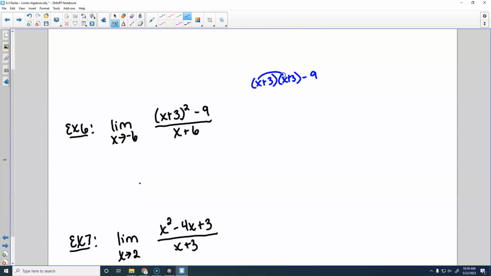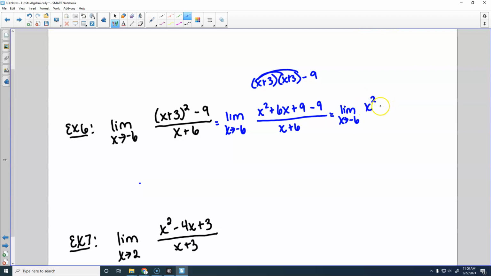Okay, so we could multiply it, distribute it here, or square it. So if we do that, we'll have the limit as x approaches -6 of x squared plus 6x plus 9 minus 9. And that's going to be the limit as x approaches -6 of x squared plus 6x over x plus 6.